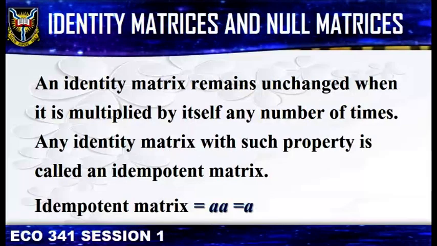An identity matrix remains unchanged when it is multiplied by itself any number of times. Any matrix with such a property is called an idempotent matrix. An idempotent matrix satisfies AA = A.